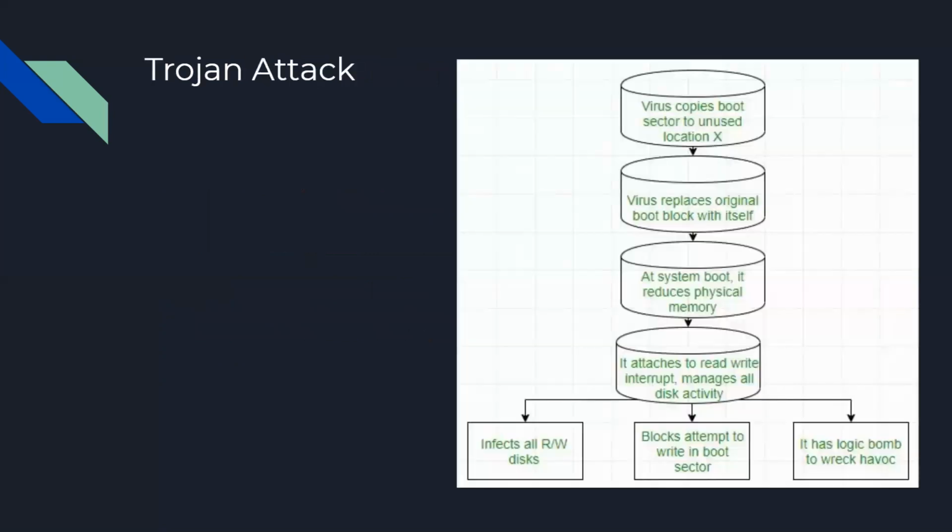In this little infographic picture, it shows a diagram of the steps that a Trojan horse attack takes. The virus first copies a sector or unused location in your computer, a section of memory, replaces the original block that was there, slowly starts to reduce the physical memory on the computer, taking on more and more space, and attaches to read, write, interrupt, or manage this activity.